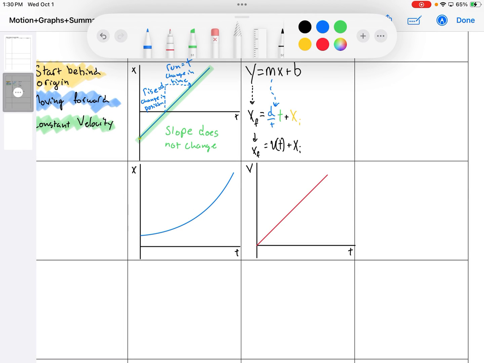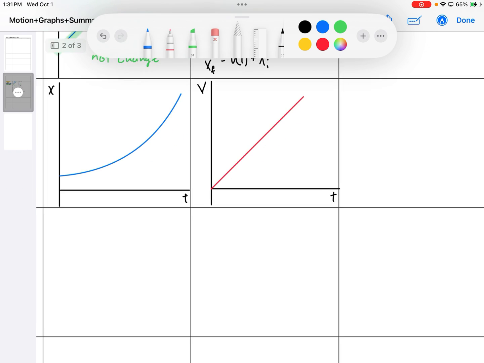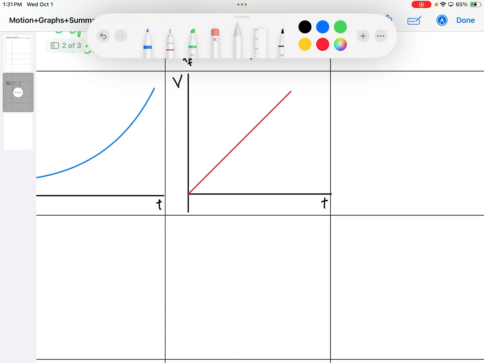Okay, so what we're going to do is turn the generic version of our velocity line into a formula. So we're actually going to start here. Now, what kind of graph is this?